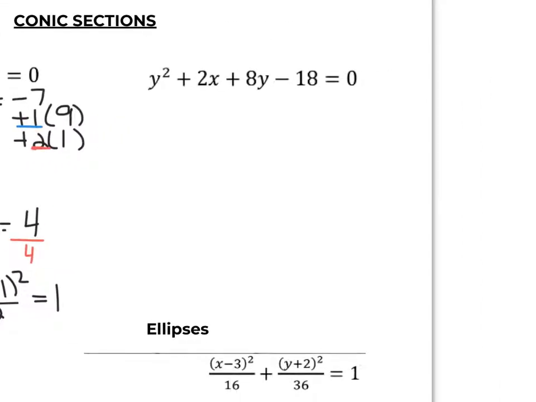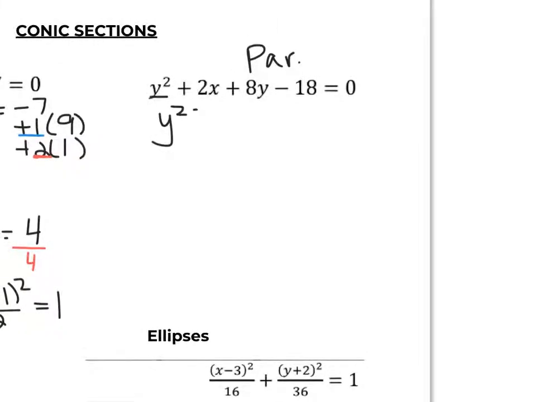Next one. This one, only one term is squared, which means automatically I can tell you that this is a parabola. And there are several different ways to do this with a parabola. I'm going to show you the way that I saw the most common. So my squared term is y, so I'm going to do y squared plus 8y. And I'm going to move everything else over to the other side.